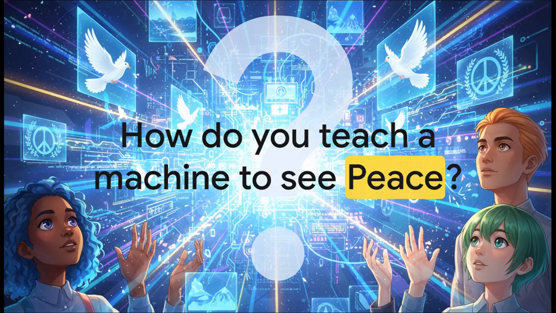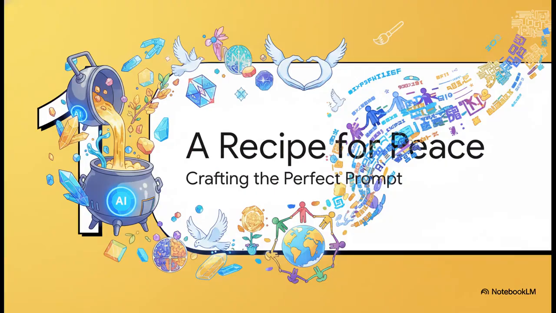So let's kick things off with a pretty wild challenge, right? How do you translate a profound human value, something as massive as peace, into a set of instructions an AI can actually understand, and then visualize? We're going to start by looking at what you might call a recipe, a powerful, concrete recipe designed to generate an image of world peace.